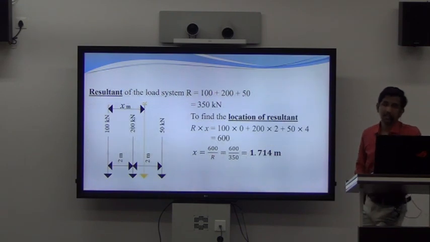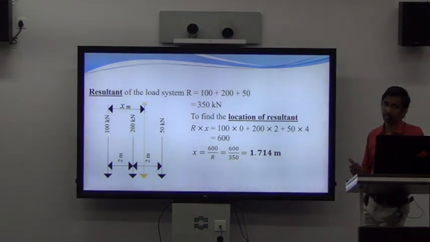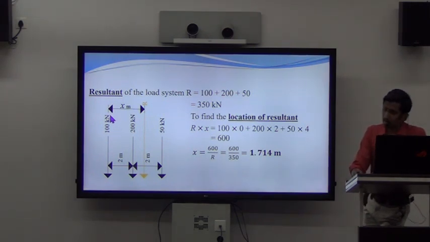So as mentioned, for both the cases, that is to find the absolute maximum bending moment as well as to find the bending moment under the 50 kilonewton load which is asked in the question, you need to find the resultant, and also you have to locate the position of the resultant. So let's see how to do that. So basically we have 3 loads in this case. First one is 100 kilonewton, second one is 200 kilonewton, and the third one is 50 kilonewton.